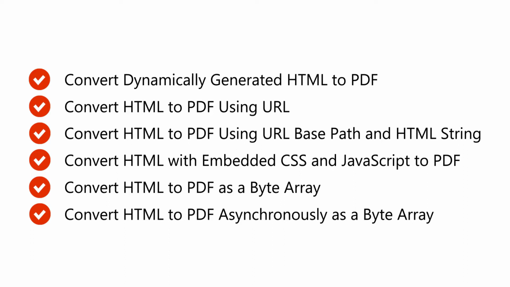After that, we convert an HTML string that contains embedded CSS and JavaScript to a PDF document. We then move to converting HTML to byte arrays that contain the converted PDF. Finally, for our last example, we convert HTML to a PDF byte array asynchronously. Let's get started by opening Visual Studio and starting a new application.